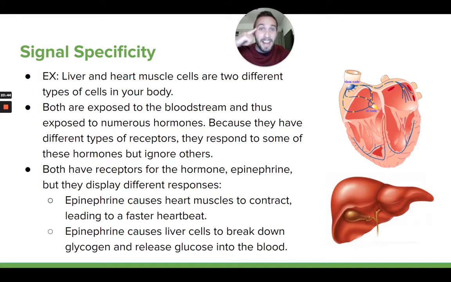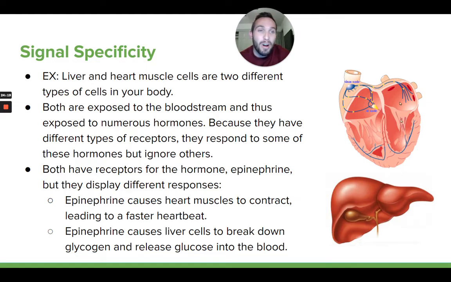And that is a common AP question. Like, how is it possible that two different cells can respond differently to the same signaling molecule? They're both binding to epinephrine. And the answer is because liver cells and heart cells have different sets of proteins inside of their cells. The epinephrine receptor might be a little bit different, or maybe it's the same receptor, but it's then going to lead to a different transduction pathway, a different series of proteins being activated inside the liver cell versus those that are activated inside the heart cell.